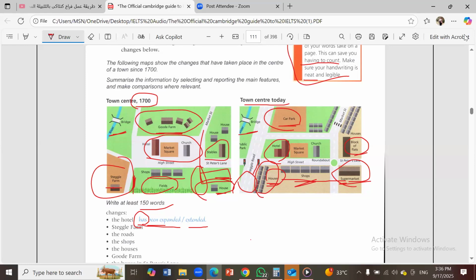You can say opposite the church, okay? And you can say across from and on the right. So here, across from the church is the shop here in the second map.